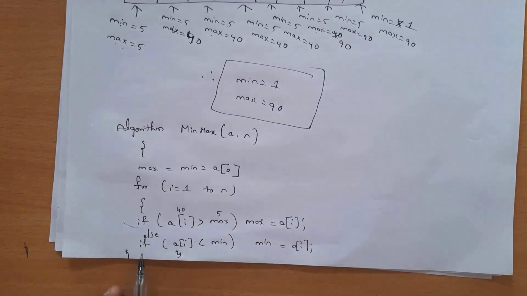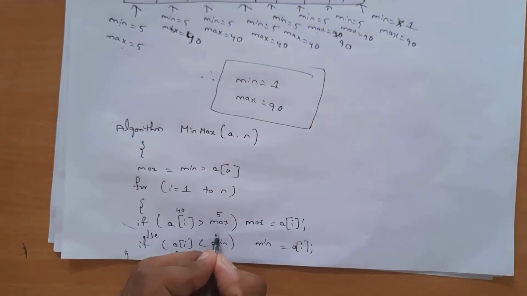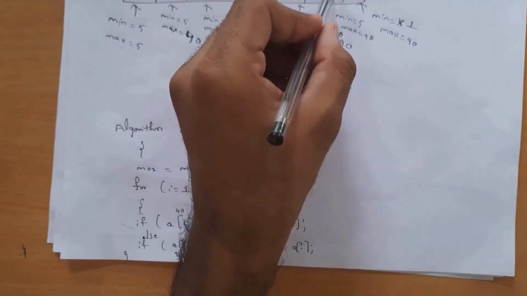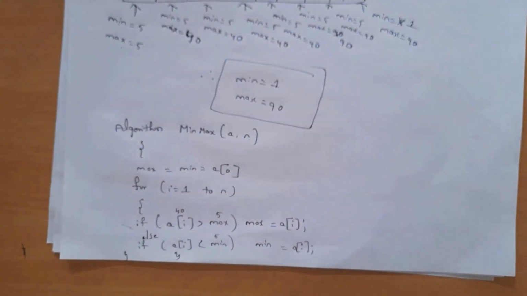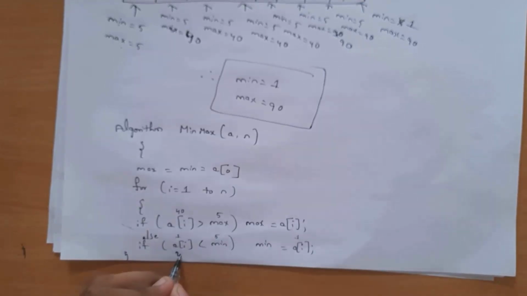And similarly, if a[i] is less than minimum, then minimum is equal to a[i]. If you consider this at last, here the minimum element is 5 and a[i] is the value present at index number 7, that is 1. This 1 is less than 5. So we need to replace the minimum element with 1. This is an algorithm to find the maximum and minimum element in a given list. At last you need to close these brackets.